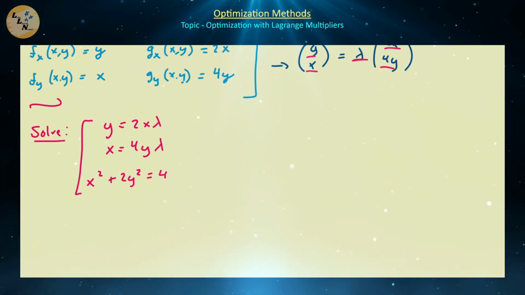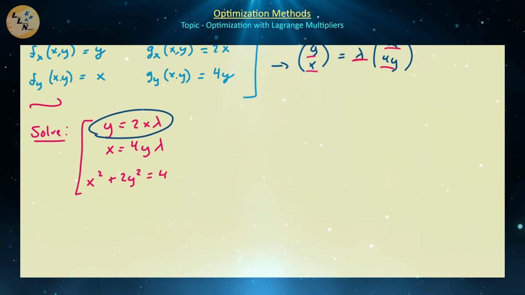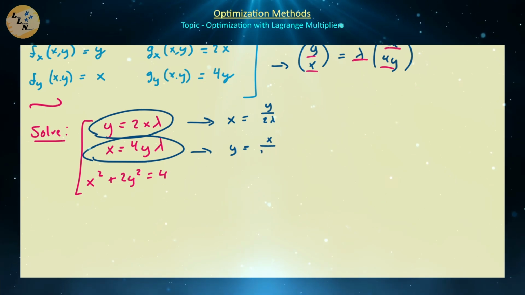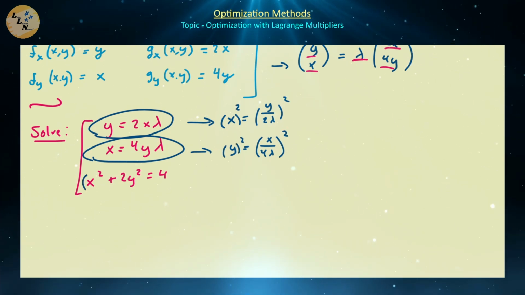Maybe you want to pause the video and try this on your own, but if not, let's just get right into it. So I'm going to actually approach this the same way I did it before. I'm going to solve for x in the first equation, solve y in the second equation, substitute, and sort of see what I get. So once I solve for x in the first equation, I'm going to have that x is equal to y divided by 2 lambda, and then I'm going to have y is equal to x divided by 4 lambda. And what I'm going to do here is I'm actually going to square these things. So square that, square that, and then substitute the squared values in the second equation. I think that's a little bit easier.